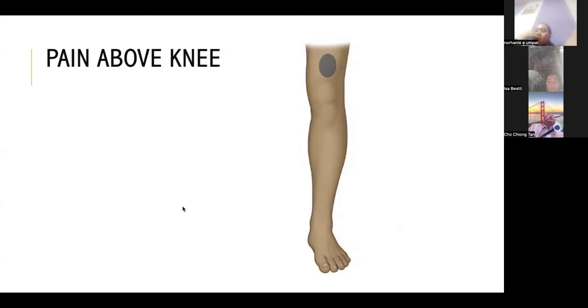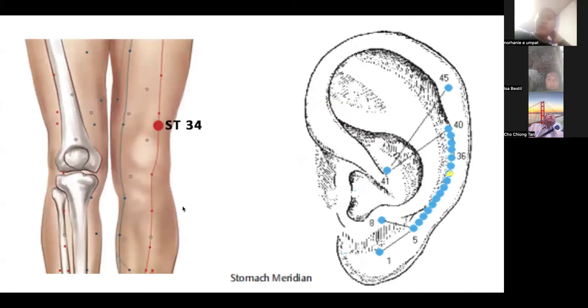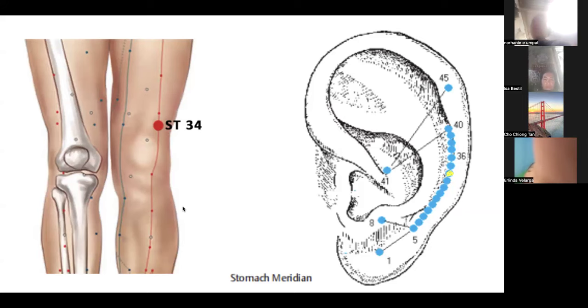So the main point to use for pain above the knee is stomach 34. So the main point is stomach 34. Okay, how do you classify stomach 34? It is known as the cleft point or accumulation point of the stomach channel. Okay? So you put the probe there. Kung masyadong masakit, then it's going to help the patient. And as an accumulation point, it is a good point to stop pain and remove obstructions from the channel.